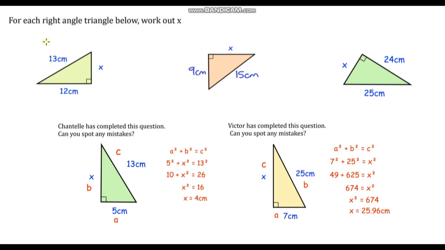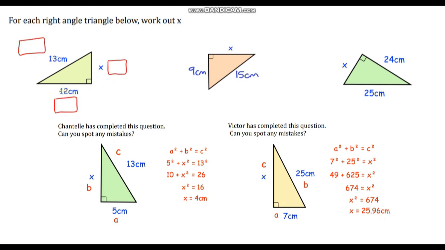So the first one, these 3 questions here, for each right angle triangle below, work out x. You can see that we've got the hypotenuse, which is 13 centimeters, and we've got one of the shorter side lengths. We need to calculate the other shorter side length. So we know that if we square this value here, and then square this value here, so square the 2 shorter side lengths, add them together, that will give us our hypotenuse squared.